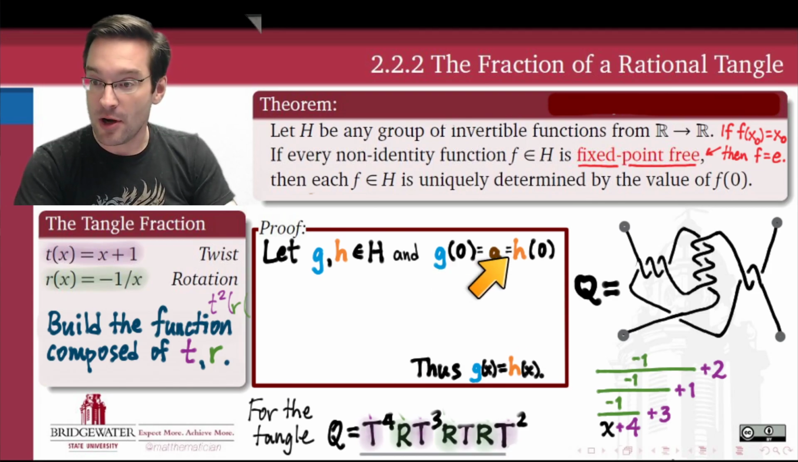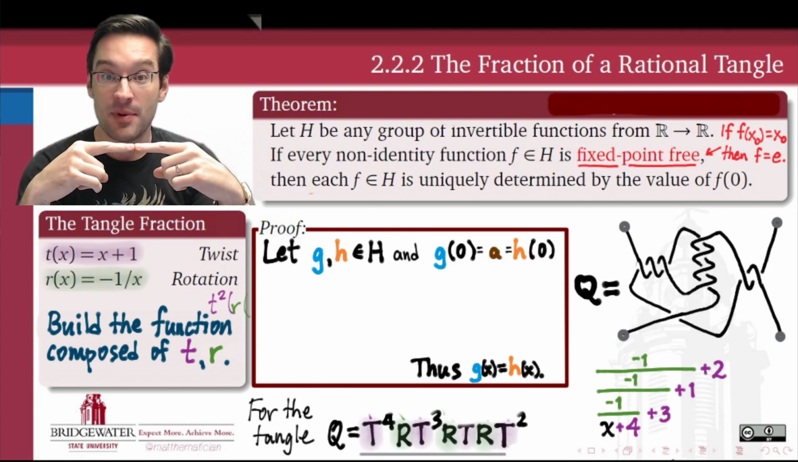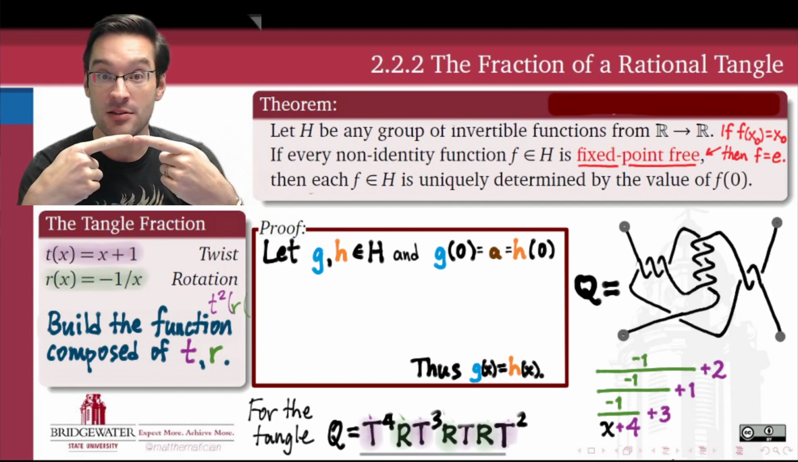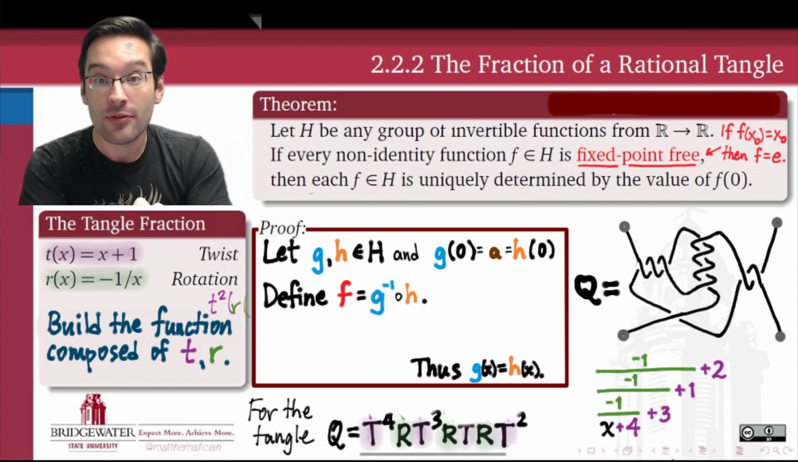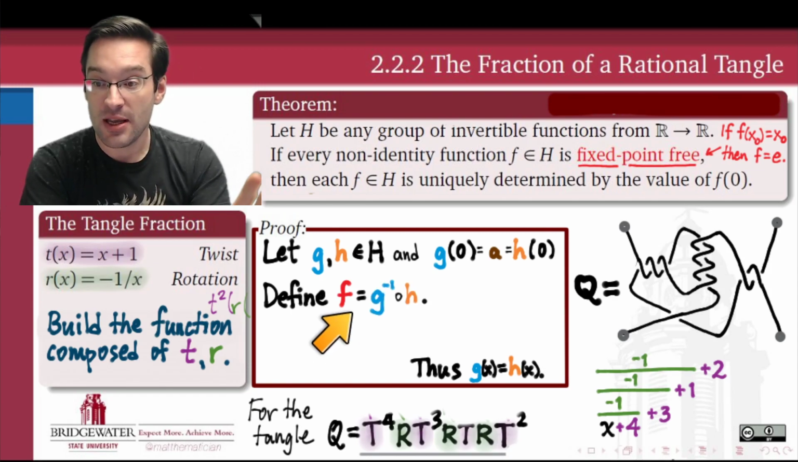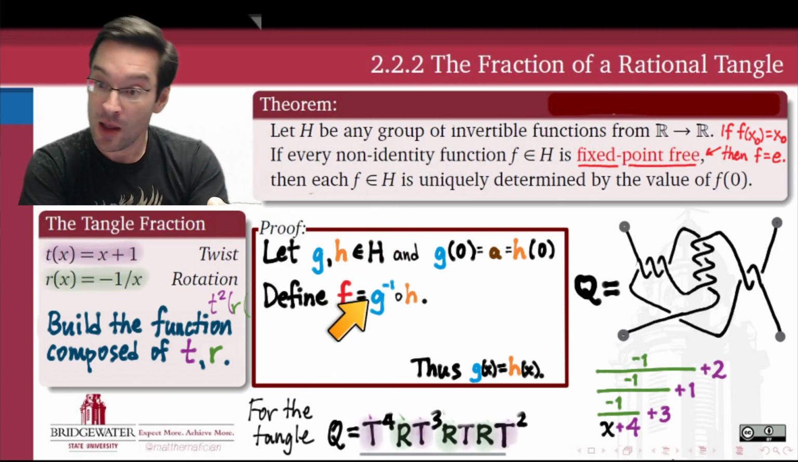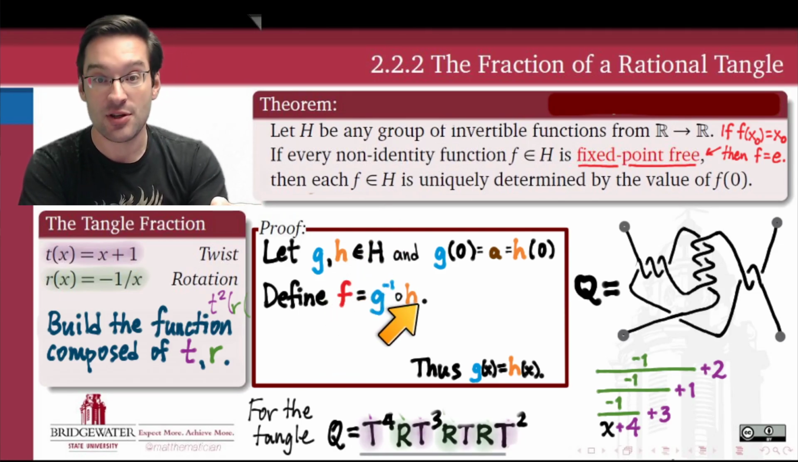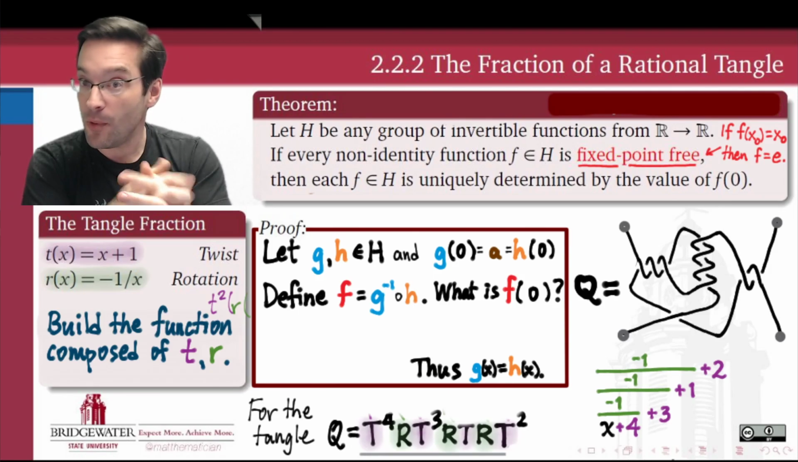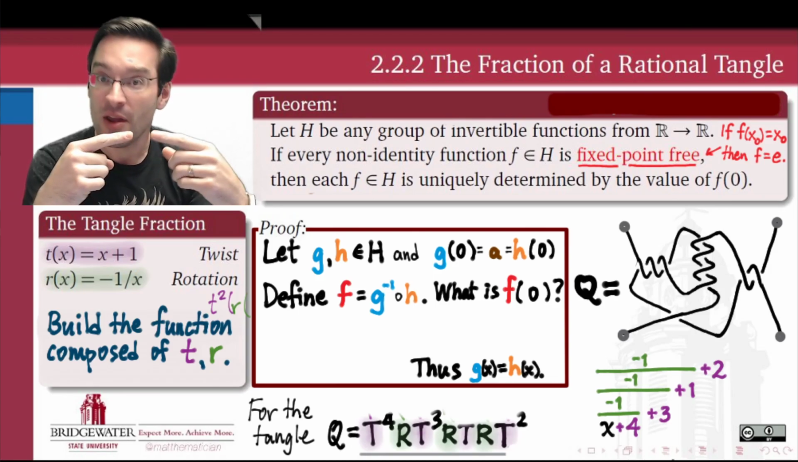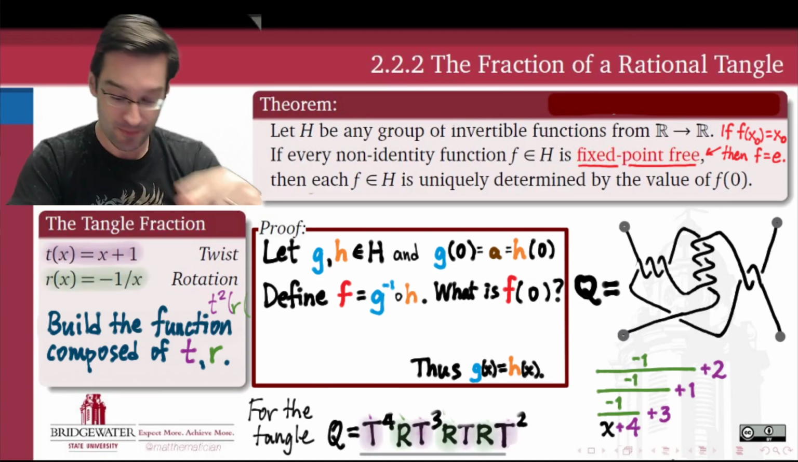If I take g of 0 and h of 0, that common y-intercept that my two functions have, and I give it a name, I'm going to call it a. So both g of 0 and h of 0 are equal to a. I'm going to define a new function f by the composition g inverse. Remember, all my functions are invertible, so g inverse is also a function. I'm going to take g inverse composed with h and call that function f. And I'm going to ask the question, what is f of 0? What's the y-intercept of the function f of x?